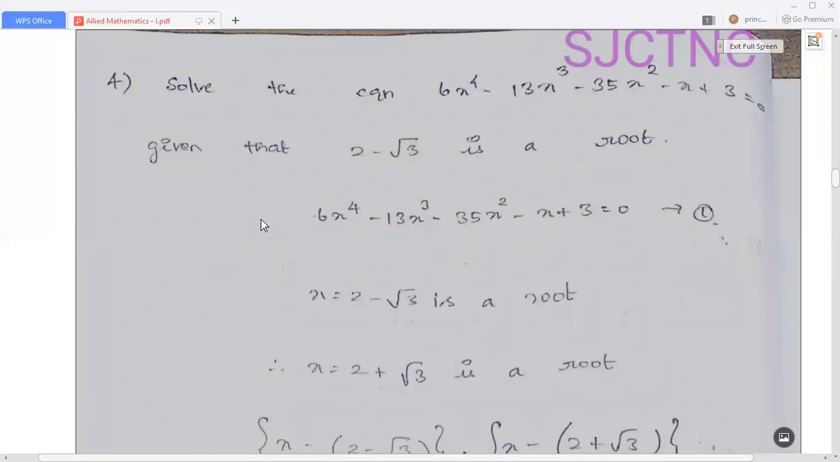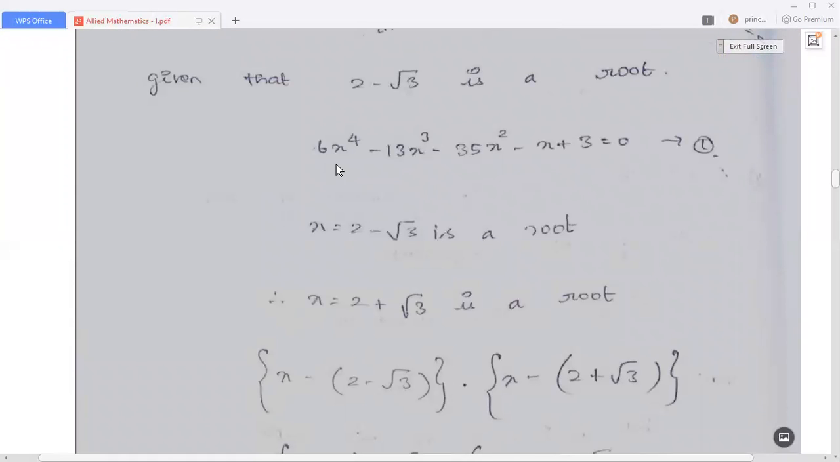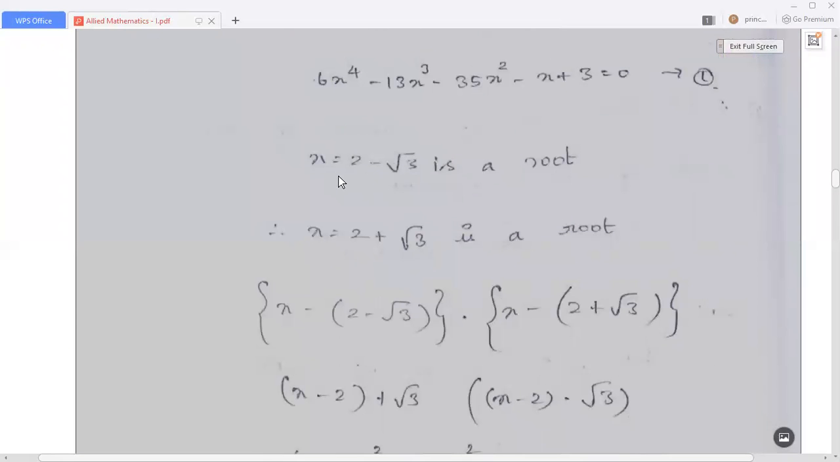Next problem. Solve the equation 6x^4 minus 13x^3 minus 35x^2 minus x plus 3 equal to 0, given that 2 minus root 3 is a root. Write the solution now. The given equation is 6x^4 minus 13x^3 minus 35x^2 minus x plus 3 equal to 0. Since x equal to 2 minus root 3 is a root, therefore x equal to 2 plus root 3 is also a root, because the irrational roots occur in pairs.